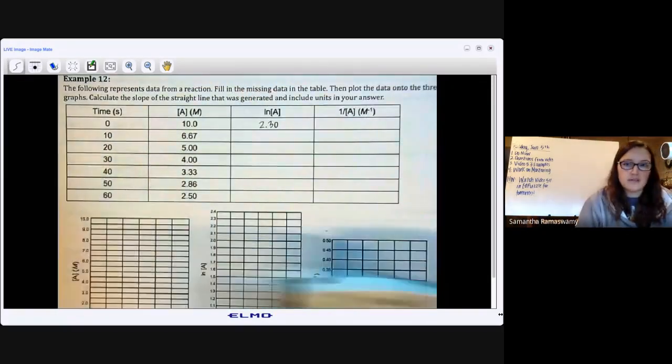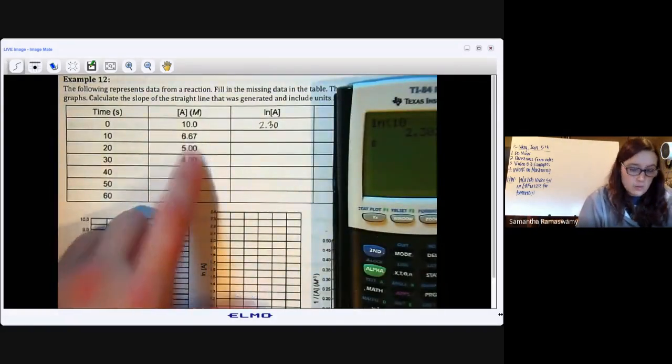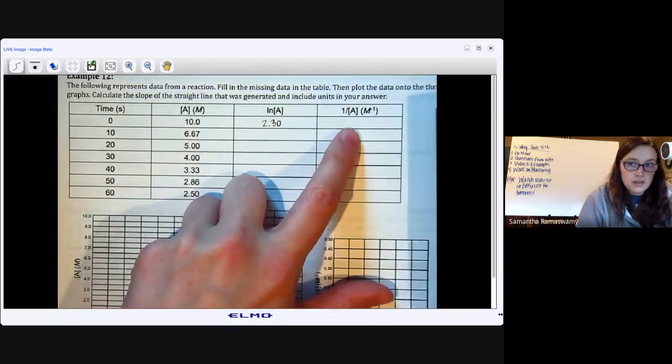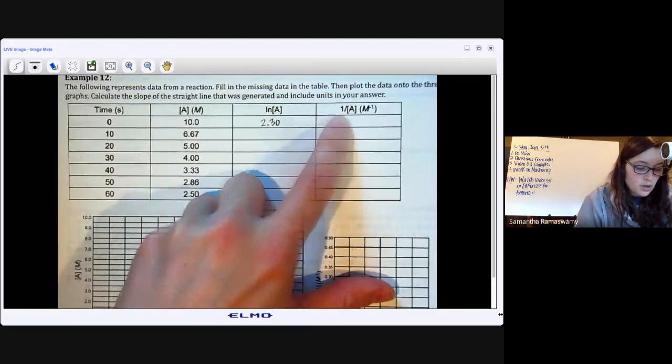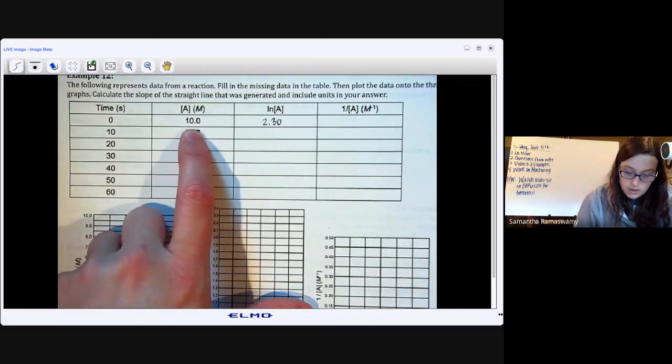That's what I'm going to fill in. All right, and I'm going to work all the way down for natural log, and then I'm going to do the same thing for 1 over. Now 1 over concentration, it's not 1 over ln, it's 1 over concentration. So 1 divided by 10 is 0.1.